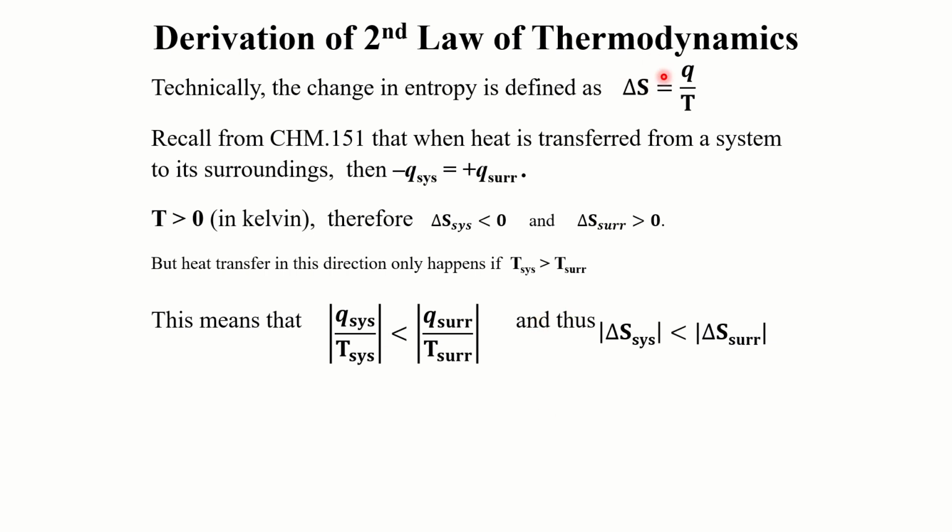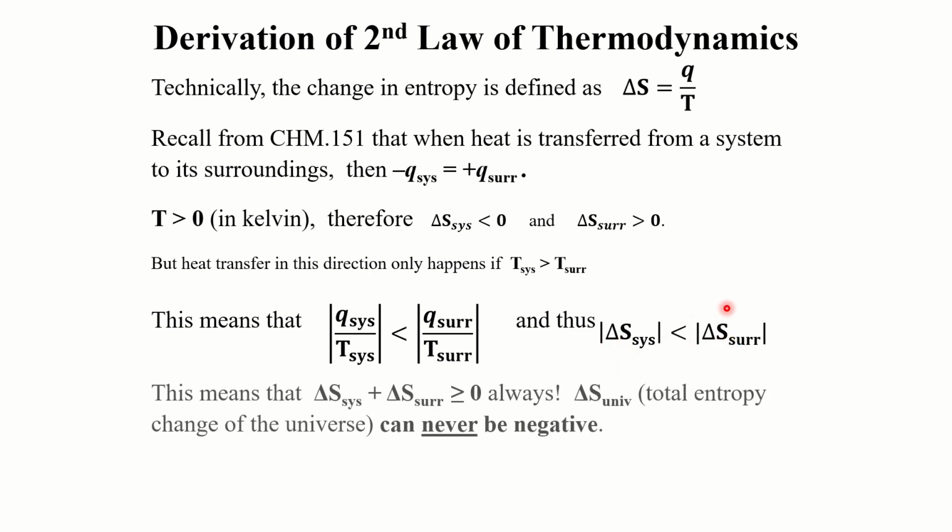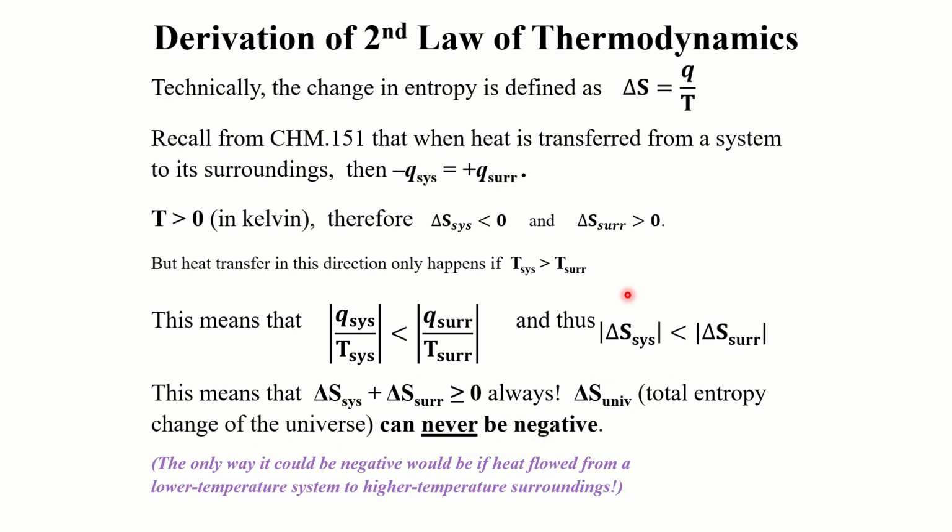And this tells us then, substituting this back in here, that delta S system must be less than delta S of the surroundings. So what this means then is that delta S system plus delta S surroundings is always greater than or equal to 0. If the system has a negative entropy and the surroundings has a positive entropy, but the entropy change of the system is always smaller than the entropy change of the surroundings, we can safely derive this value right here. So this again tells us that the change in entropy of the system plus the change in entropy of the surroundings is always greater than or equal to 0. The total entropy change of the universe can never be negative. It is always 0, or more likely, it's greater than 0.